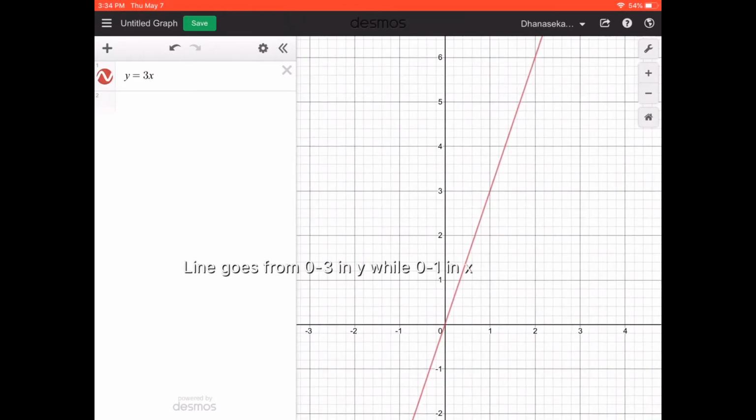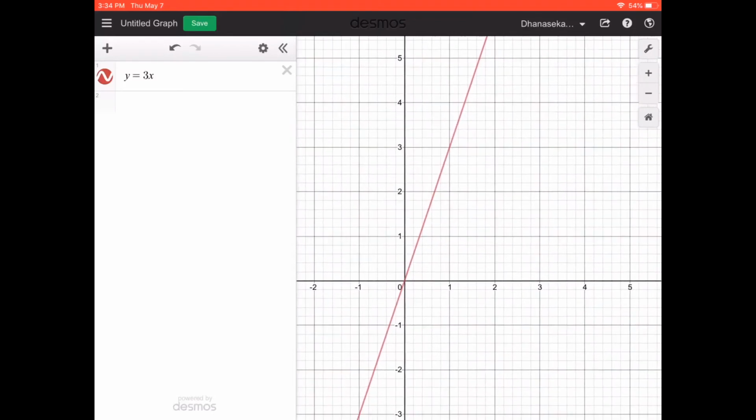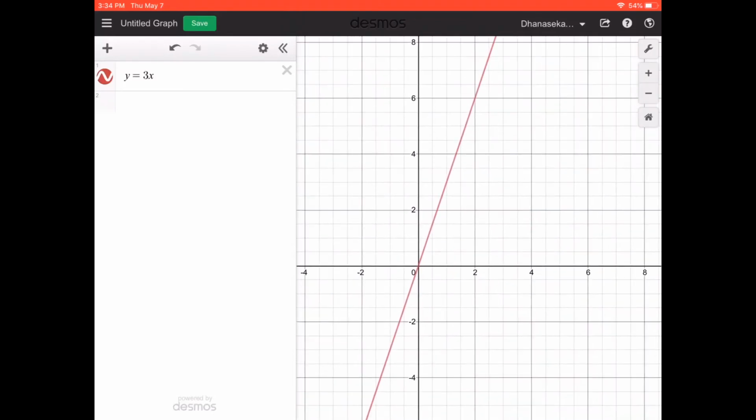So if it says y equals 3x, that's how far it goes on the y-axis from 0 to something while going just one interval on the x-axis. So that's basically what the slope is, and that's basically what the equations show.